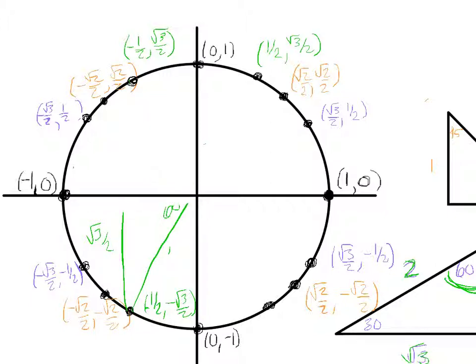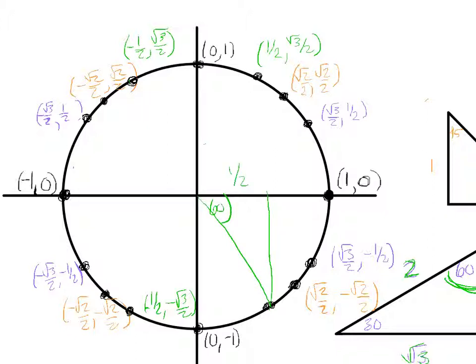And then if I place the triangle in the fourth quadrant, I've got 60 here. This will be 1/2, root 3 over 2, and 1. My x value is a positive 1/2. My y value is negative root 3 over 2. So this is what we call the unit circle.